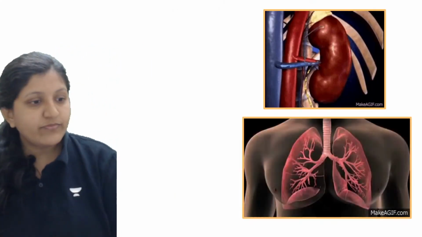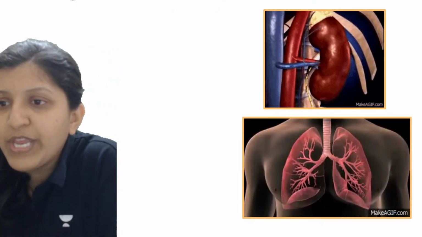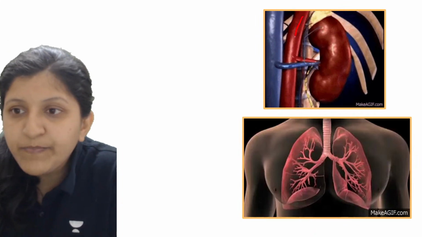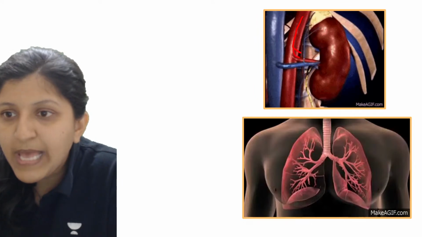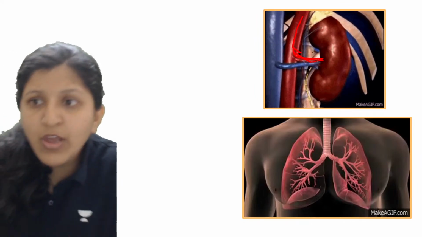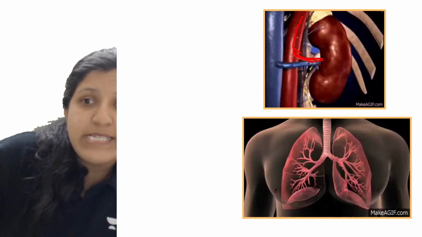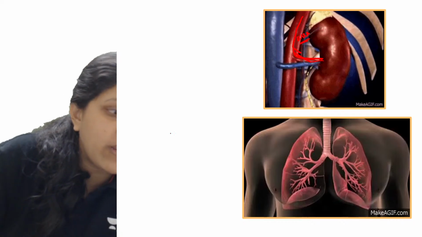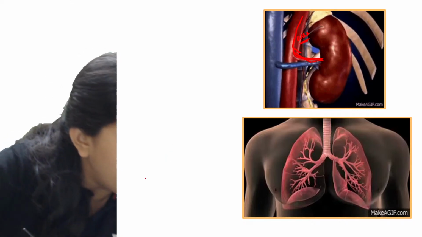Okay, and let's have a look at this. So you can see this picture over here. What exactly is happening? The blood is coming. Blood is being supplied through the renal artery to the kidney. This blood is actually rich in urea. So there will be urea.